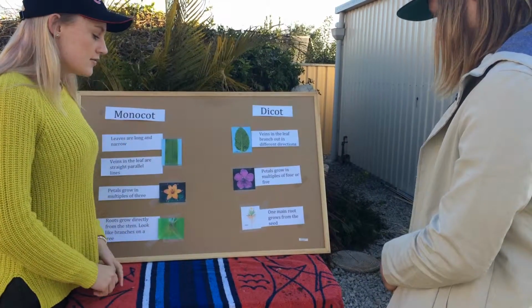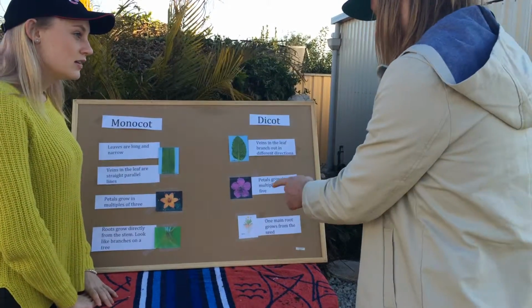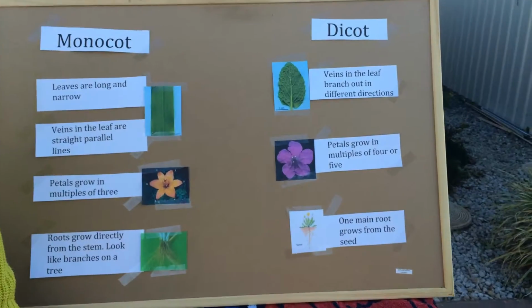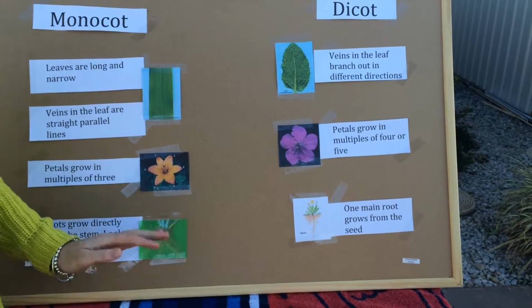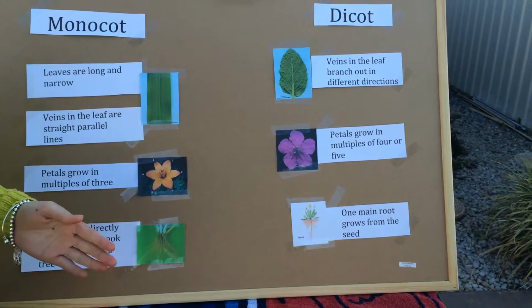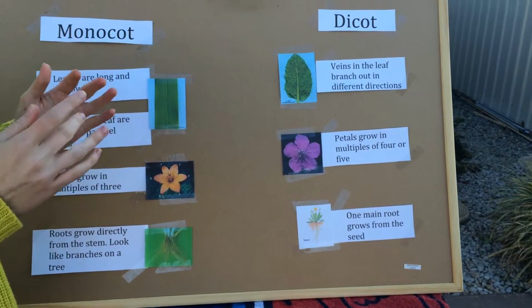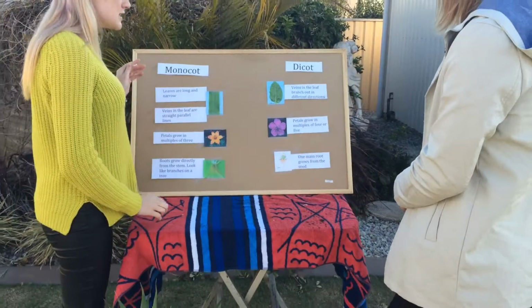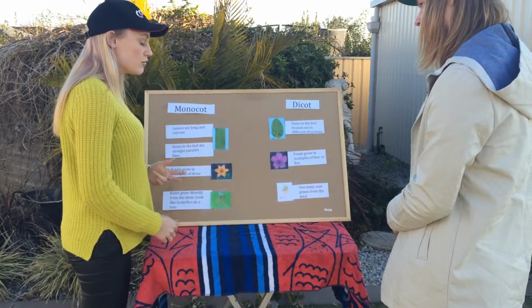Can you see anything else in this picture? I see the root growing straight down with little other roots growing off of it. Excellent. So we call it a taproot system. There is one main root and then smaller, finer roots that grow from the main root. So we have learned about their leaves, the difference in their leaves, their petals and their roots.